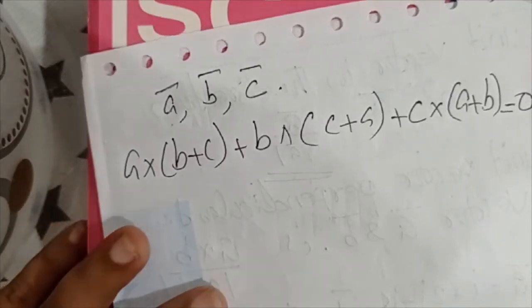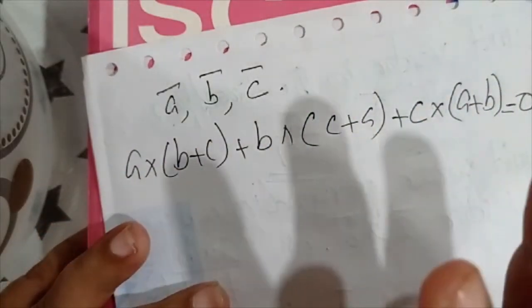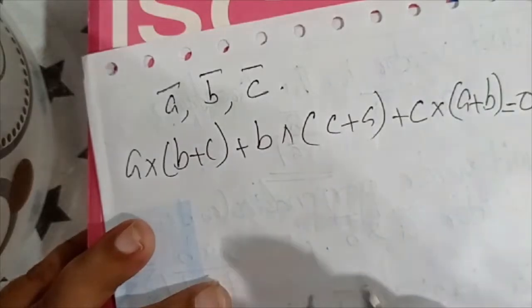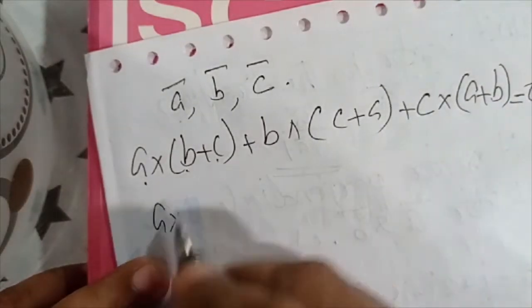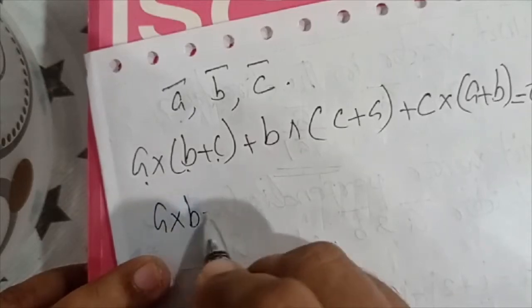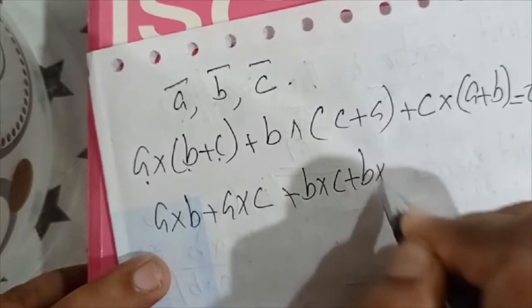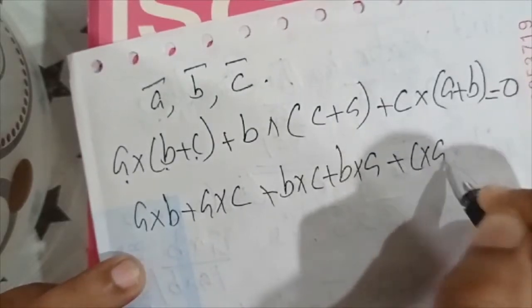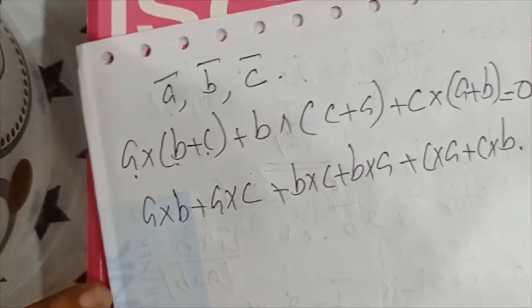Take the LHS. This is the LHS part. Just apply the distributive property. What is the distributive property? A into B plus C is AB plus AC. Therefore, here you can write A cross B plus A cross C plus B cross C plus B cross A plus C cross A plus C cross B. Agree? Just open the bracket.